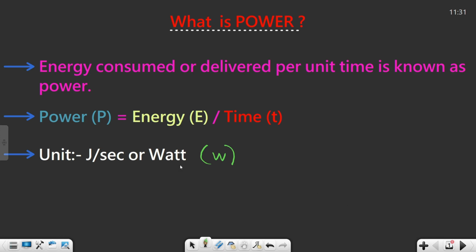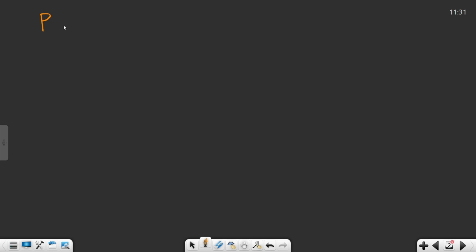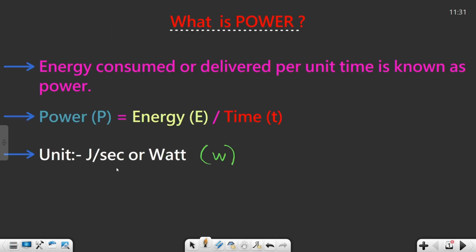We'll proceed further and focus upon its unit first. So the unit of power is nothing but joules per second, right? This is what is mentioned: energy per unit time. Energy is nothing but joules, and time is represented in seconds. So joules per second.